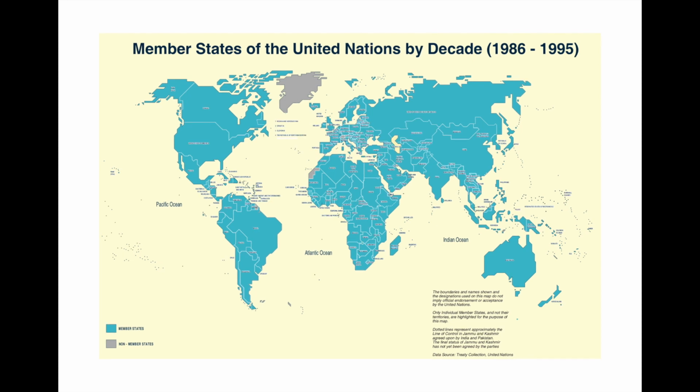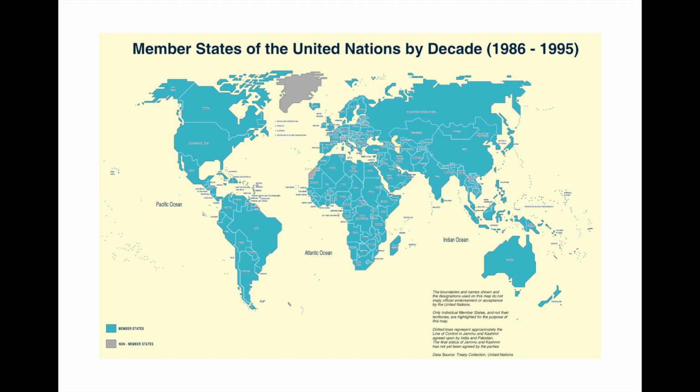And then we switch to the next decade, the post-Cold War decade, and we get a lot of new states. The Soviet Union has been divided, Yugoslavia has been divided, and so on. But that doesn't jump out at you when you look at the map. What does is simply the increasing number of blue countries or blue states and the decreasing number of non-member states.